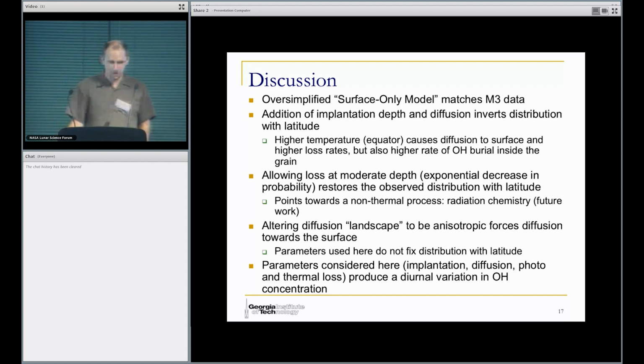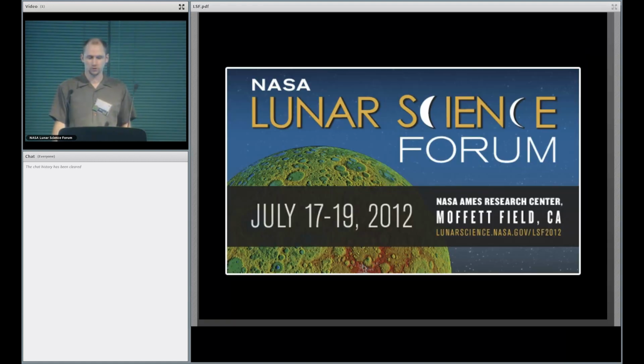If we allow for some loss at moderate depth, this does bring the distribution back to something that matches the spacecraft, but we haven't identified what chemistry would make this make physical sense yet, and we are still working on that. Altering the diffusion landscape to this surface preferential situation, due to an assumption about radiation chemistry increasing the diffusion rate, pushes the distribution a little bit better than just a flat diffusion landscape has, but it's not enough to match the spacecraft.